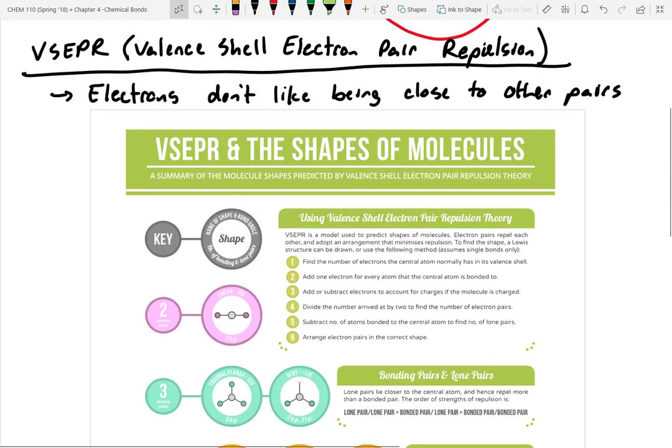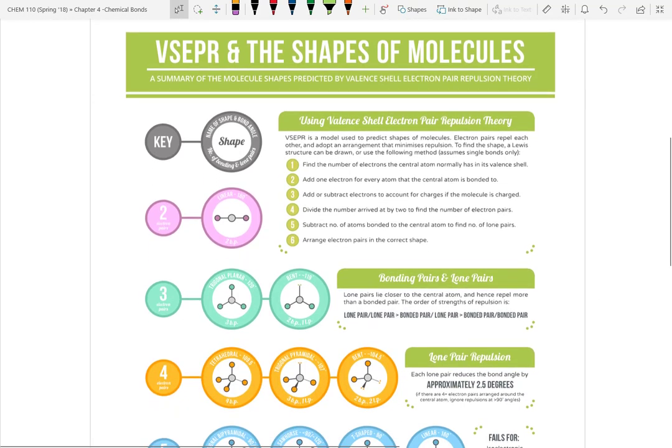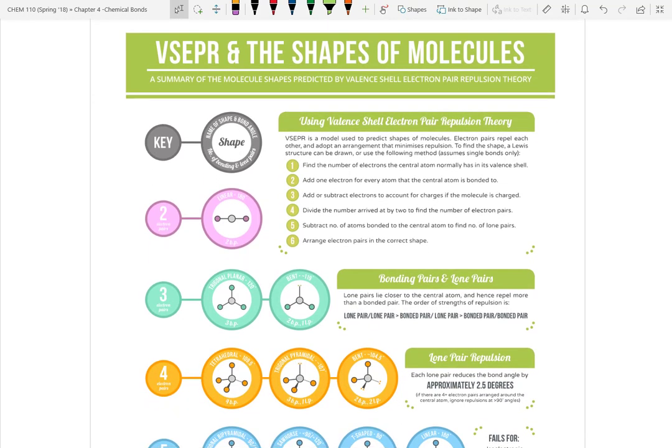Does that make sense? Does anybody know why? Why don't two electron pairs want to be close to one another? Because they're both negative, right? Two like charges don't want to be close to one another. Opposite charges do, but like charges repel. So this handout is really helpful, this VSEPR and the shapes of molecules. And the central takeaway I wanted to show you is on the left-hand side.